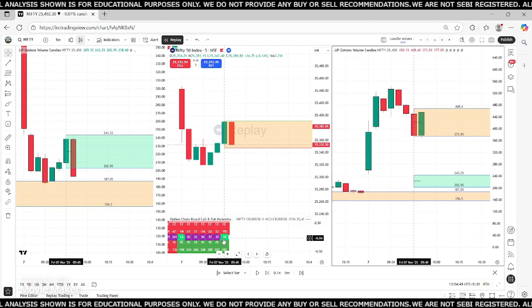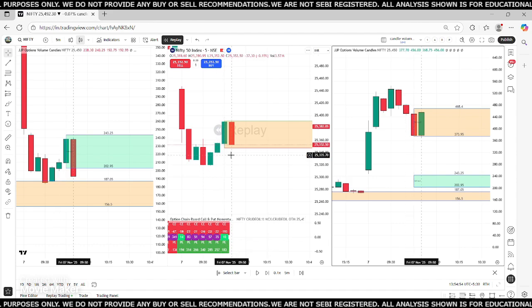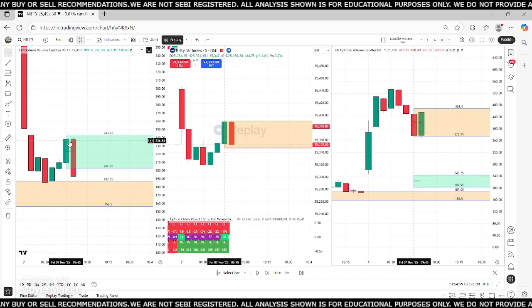Next candle, if you see here in the 9:45 candle, we got a zone because the value of this difference box is 10. As usual, we will be getting the range for the particular candle, and the same you will be getting in the option volume candles also.